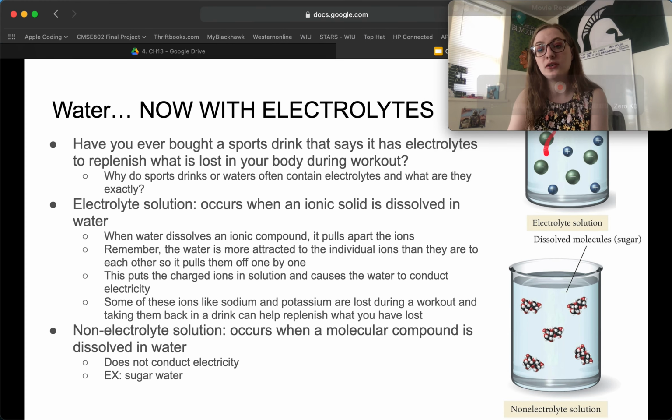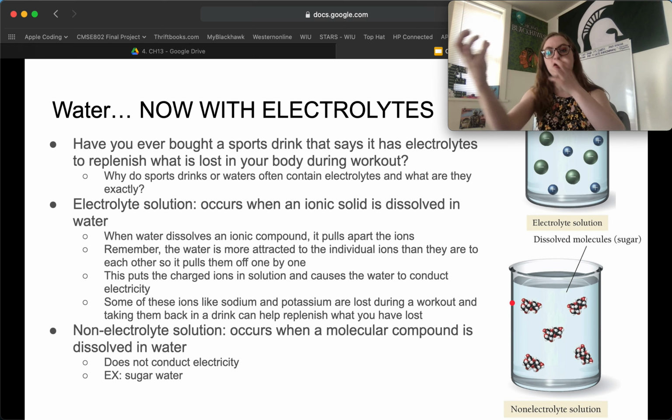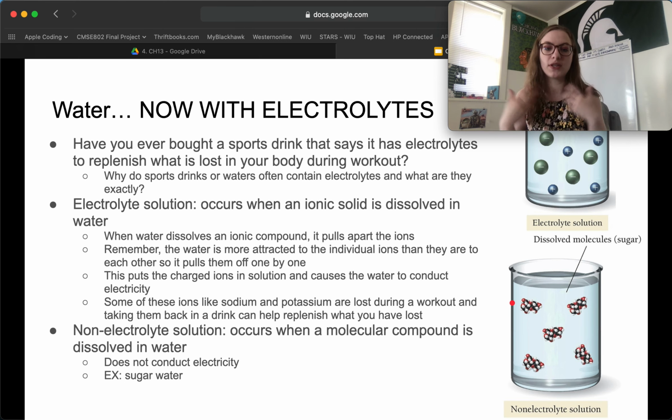In the picture here, you can see up here in the electrolyte solution, we have all the positive and negative ions separated from each other. Whereas in a non-electrolyte solution, with a molecular compound that's been dissolved, you don't have those charged particles, and you don't have pieces of the molecule. You just have the whole molecule being broken apart. If you have a sugar cube, it's one sugar molecule, two sugar molecules, three sugar molecules. You can pull apart a molecular compound, and it stays as its compound self, just those molecules floating around in the water. This is like the sugar water I mentioned before. This is what happens when you dissolve sugar in water versus what happens when you dissolve salt in water.